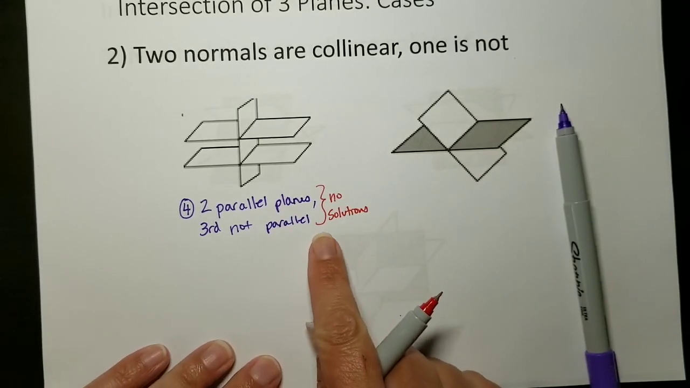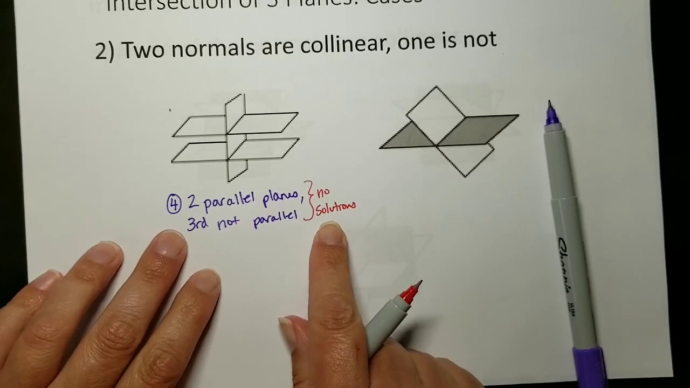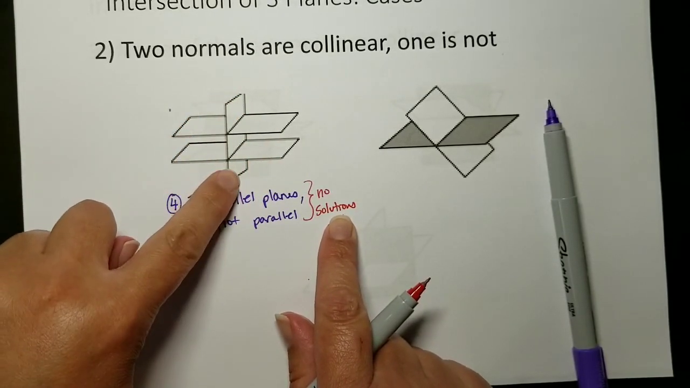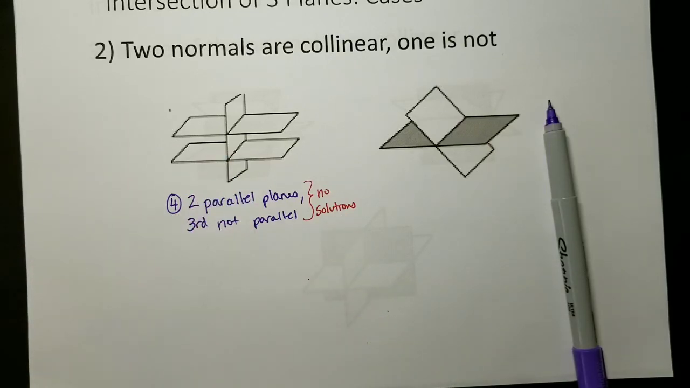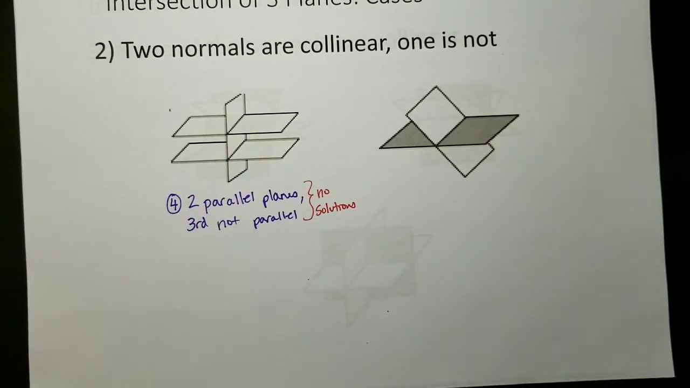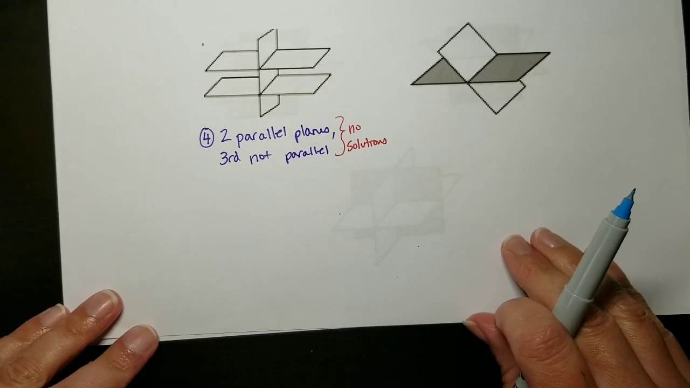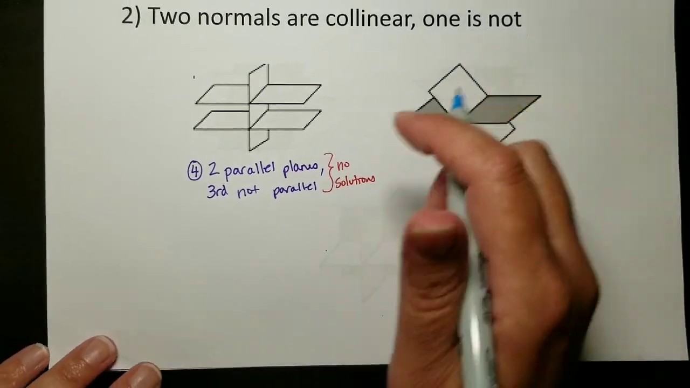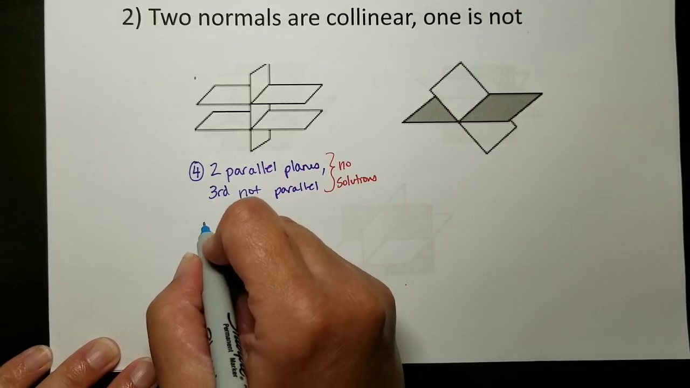Because these ones would not have any points that lie on all three planes simultaneously. So what would that look like in terms of the equations? You would have two planes where the normals were collinear or parallel, but they're not the same plane.